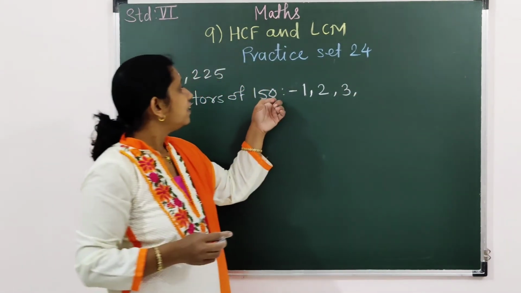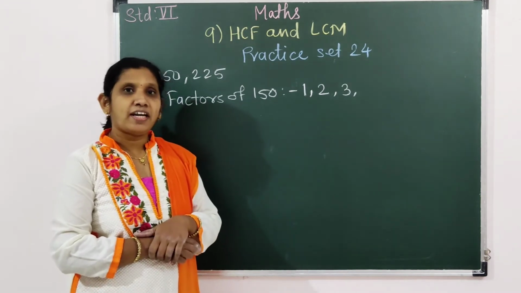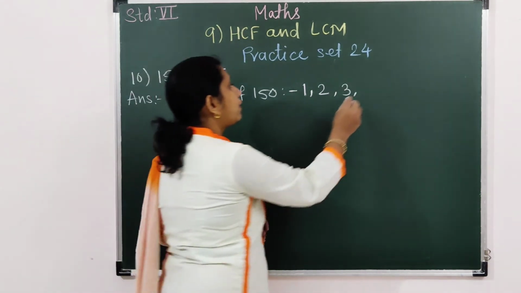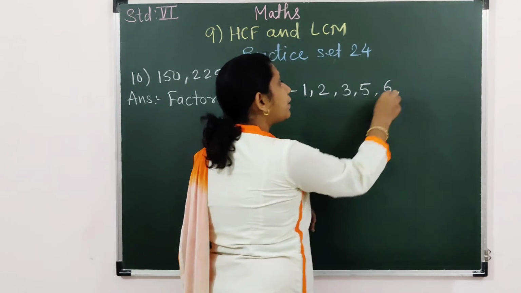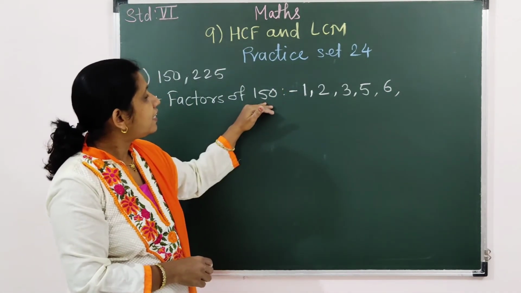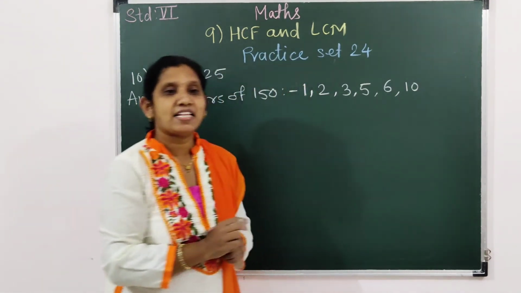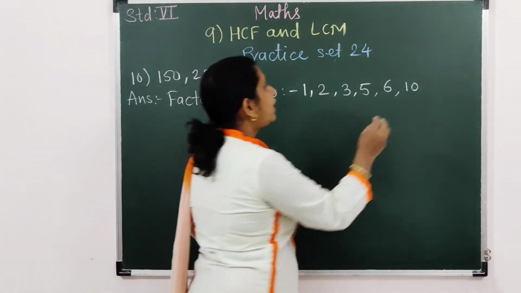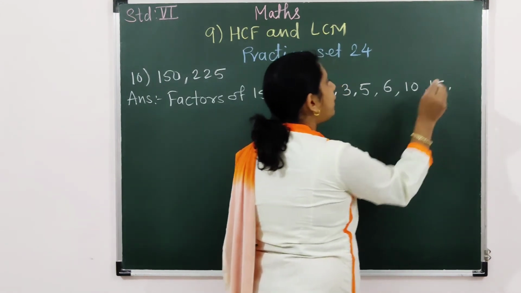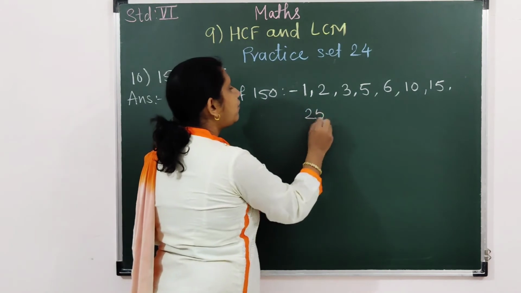Now next, the unit place digit is 0, so as I already told, it is divisible by 5. It is divisible by 6 also. Then it is divisible by 10 also. 10 into 15 will give the answer 150. Next it is divisible by 15. Then it is divisible by 25.